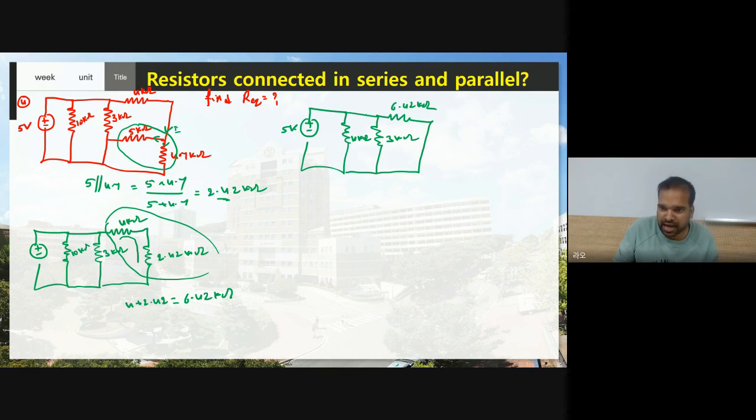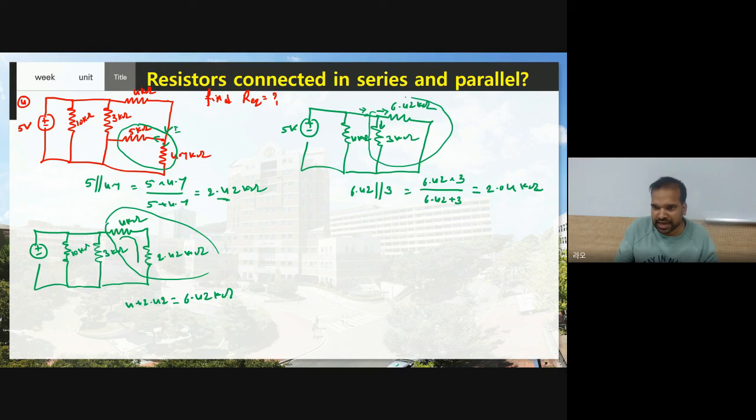Now see, current after coming here, some current is going to the 6.42 kilo ohm, and some current is going to the 3 kilo ohm. Therefore 6.42 is connected parallel with 3 kilo ohm. Therefore you can write 6.42 into 3 by 6.42 plus 3. If you solve this, you will get 2.04 kilo ohm. Now instead of these two resistors, can I replace a single resistor with the value of 2.04?